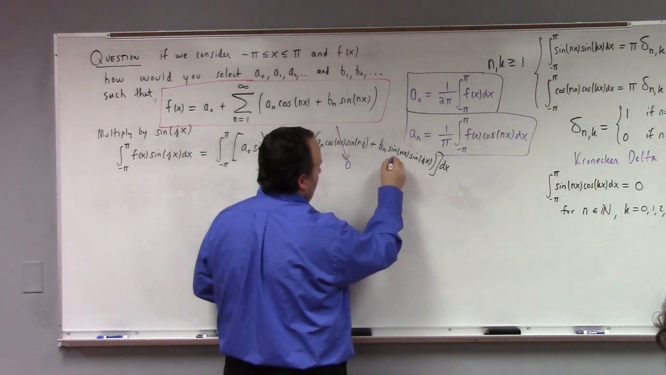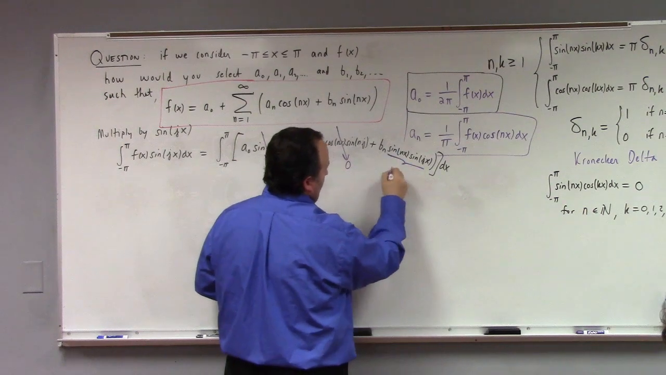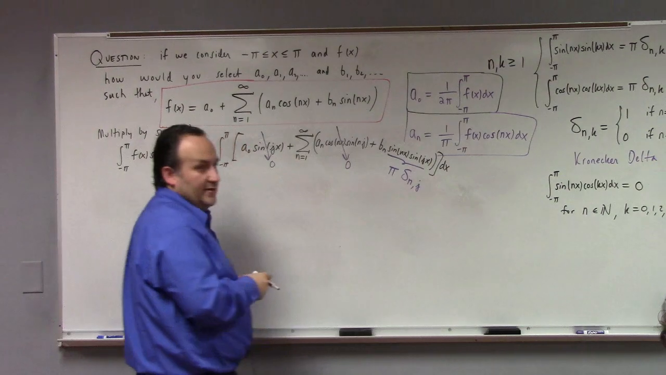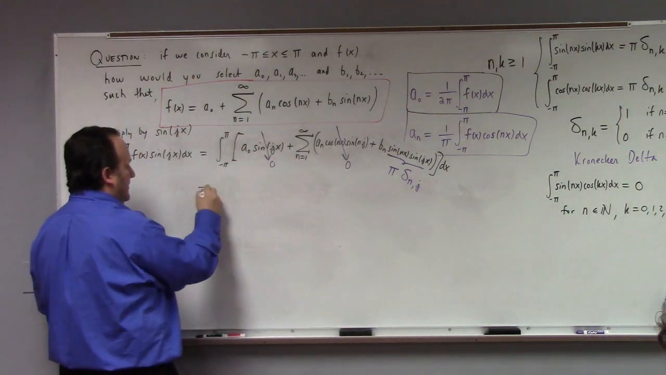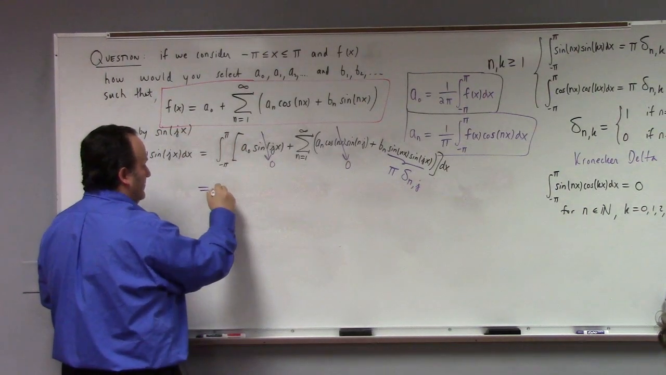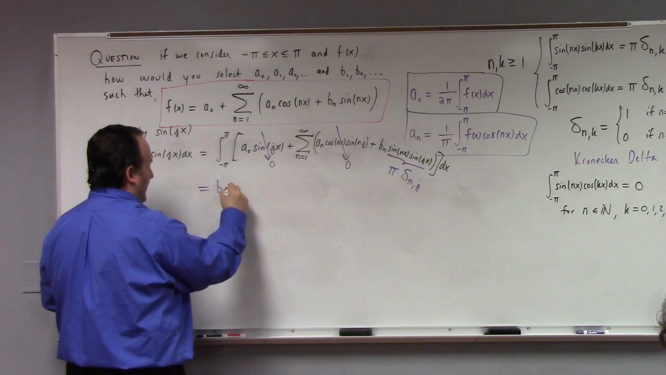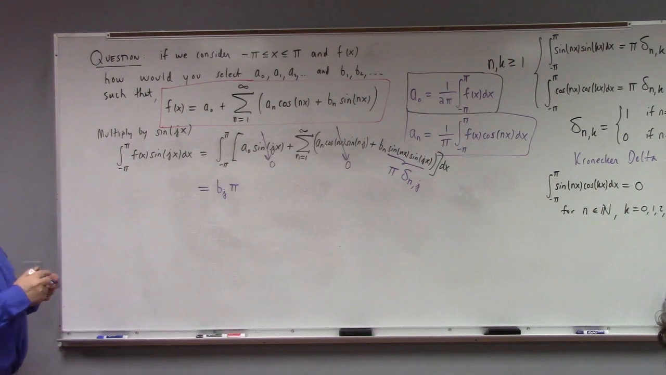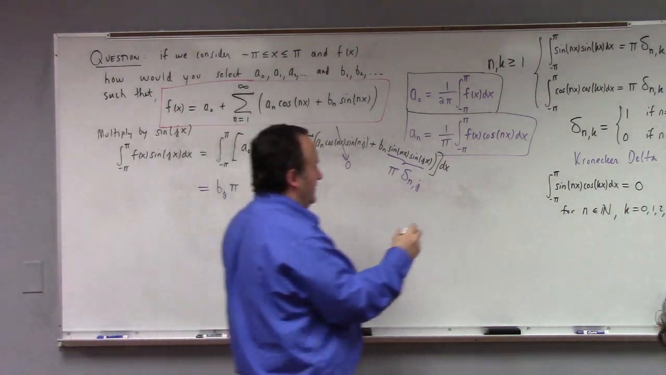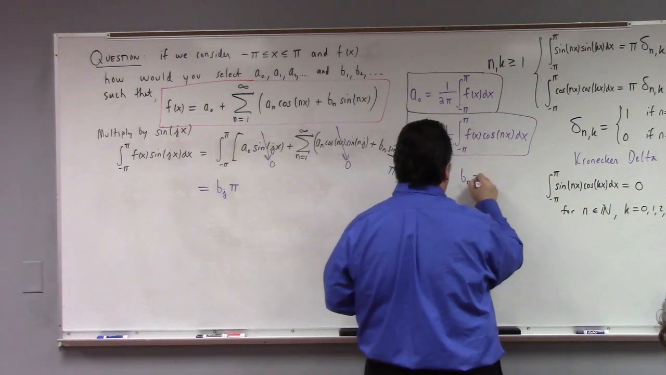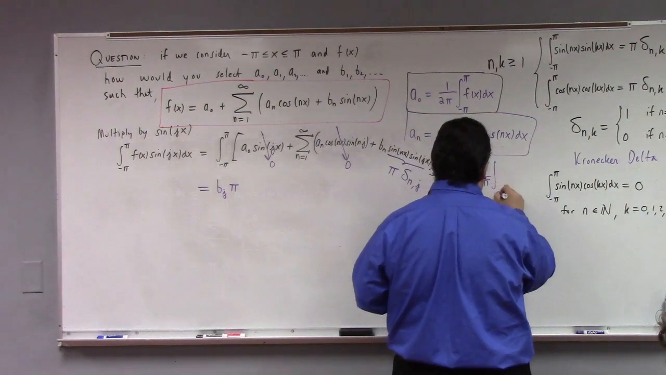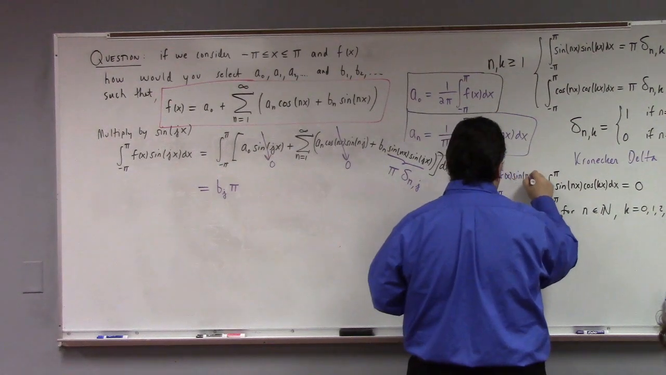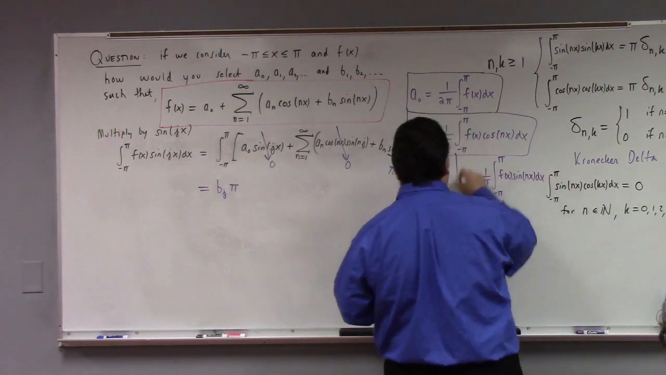This right here, how's this integrate? This integrates to pi, Kronecker delta, n comma j. So all of this works out to simply b sub j times pi, right? And so we get our third and final formula, b sub n is 1 over pi, integral from minus pi to pi, f of x sine of nx dx.